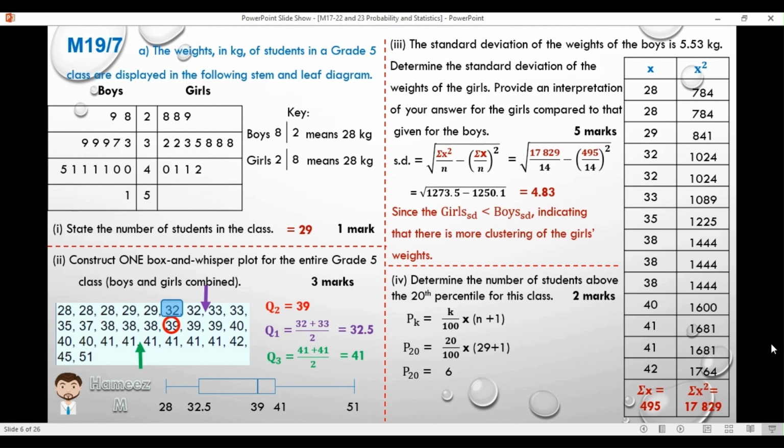Determine the number of students above this percentile. So they want to know how many students are above 32. And since we have two values of 32 there, the first one we have in the blue rectangle we just brought up is the 6th term, and we have another one, the 7th term. So therefore, how many students are above the 7th term or above 32? And that will be 29 minus 7. So there are 22 students whose weight is above the 20th percentile or above 32 kilograms.